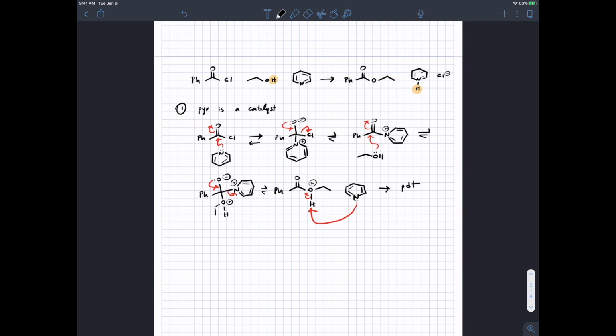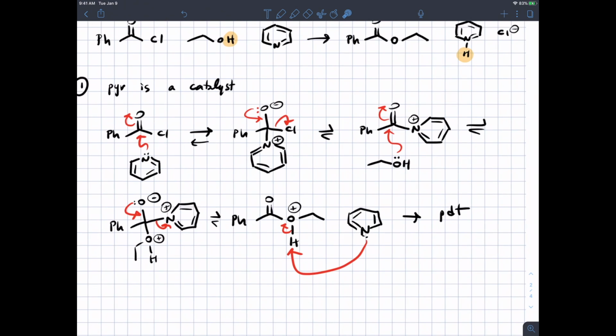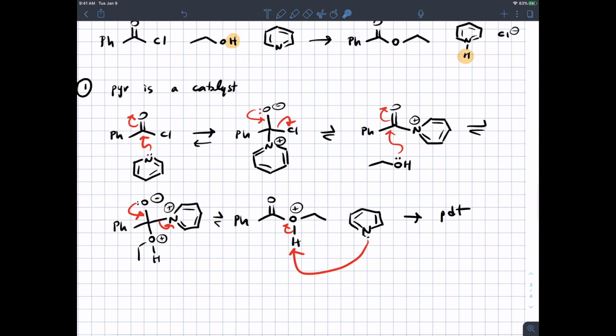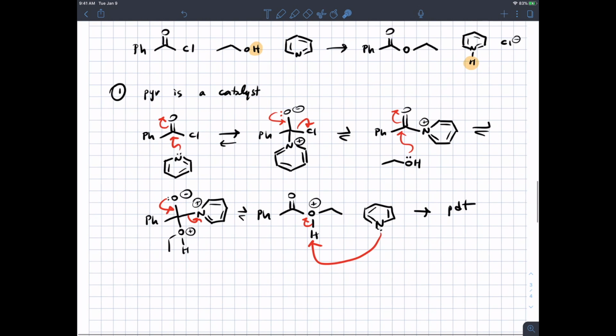Go ahead. How exactly is pyridine acting as a catalyst in that way? I mean, I can understand why if it attaches to the alcohol, because the lone pairs are going to be much more reactive than alcohol's lone pair, probably. Yeah, so how is it speeding it up?